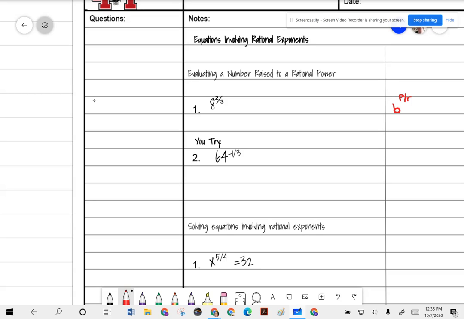It's power over root, which simply just means that this is the cubed root of 8, and then we want to square it. Now, you could square the 8 first and then take the cubed root of that. There's lots of ways to do this, but personally, I think it's better to work with smaller numbers. So if I were to cube root the 8, that is going to give me 2, and then I get 2 squared, and that's going to give me 4. So this answer is 4.